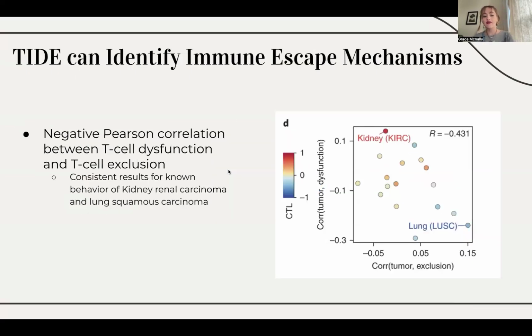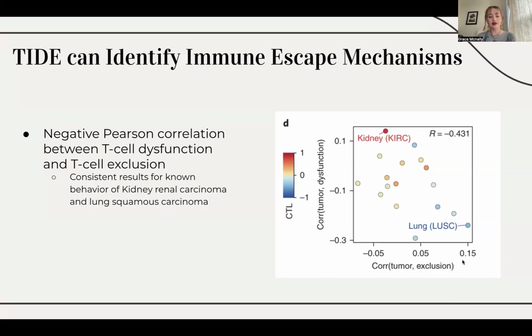So, in order to have TIDE identify the mechanism a tumor is using for immune evasion and differentiate between the two, the authors looked at the gene signatures of both T cell dysfunction and T cell exclusion at the same time. The authors computed and plotted the Pearson correlation between the TIDE T cell dysfunction signature, shown on the y-axis, and the TIDE T cell exclusion signature, shown on the x-axis.